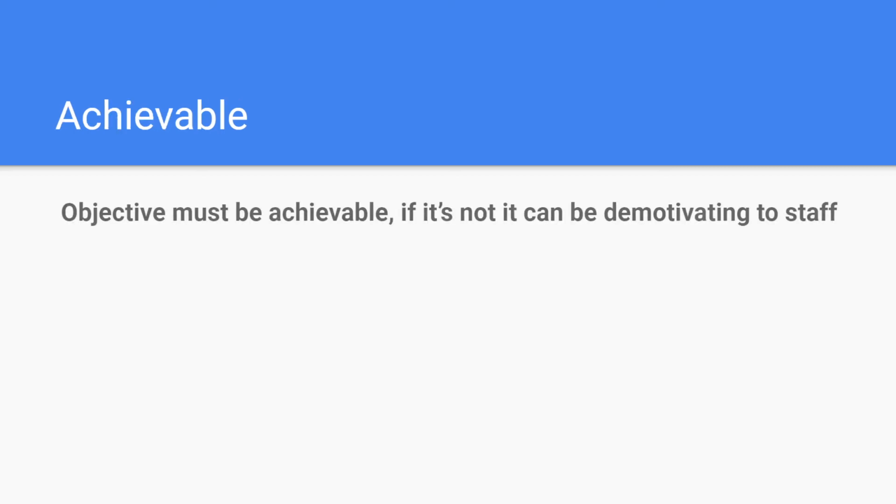Then achievable means that the objective has to be achievable for the employee or for whoever it's thought of. So that basically means that if the objective is absolutely impossible, it can be very demotivating to the staff as they know they can never achieve it. And it's not going to be a goal for their mindset to look forward to and to work hard to.